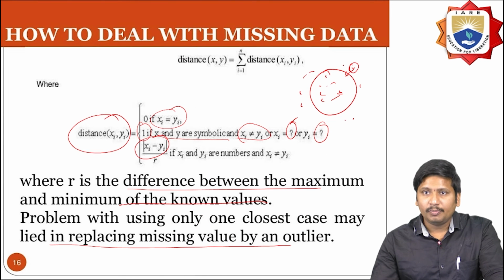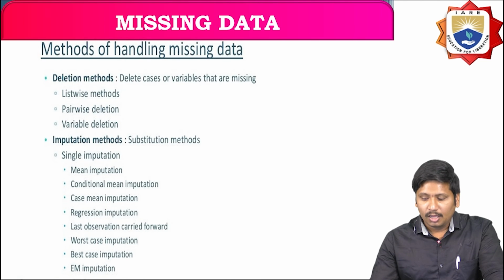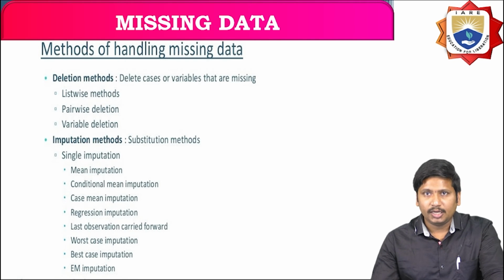And then I can calculate the missing value based on the distance formula also. So based on distance also I can fill the values. And this is the example I explained just now. So what are the methods that are available for handling the missing data? Till now, these are some of the ways where I can fill it, right? But we have some methods available here for handling the missing data.